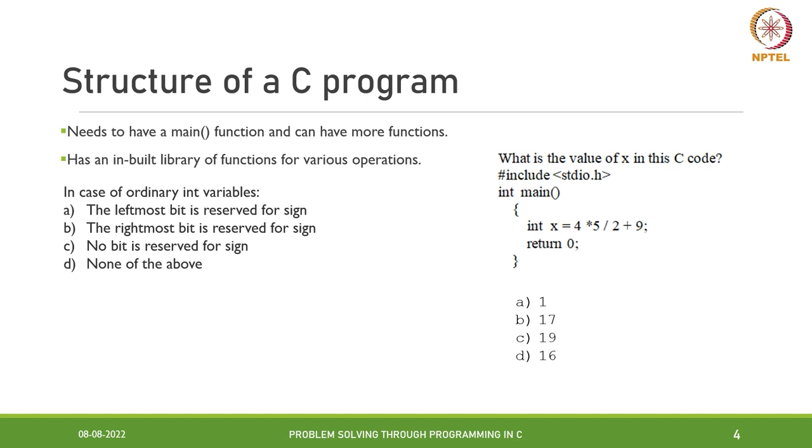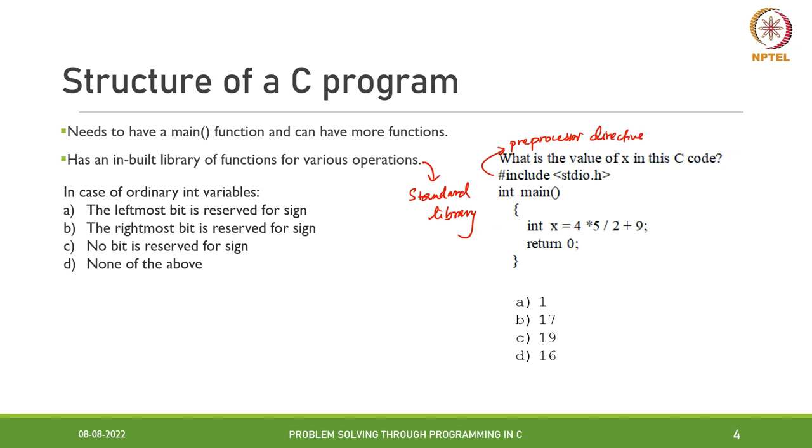So we are talking about the structure of a C program. A C program needs to have a main function and can have more functions as well. And then it has an inbuilt library of functions. This is the standard library I was talking about, which you can use for different operations. Now, a C program includes statements which are called preprocessor directives.